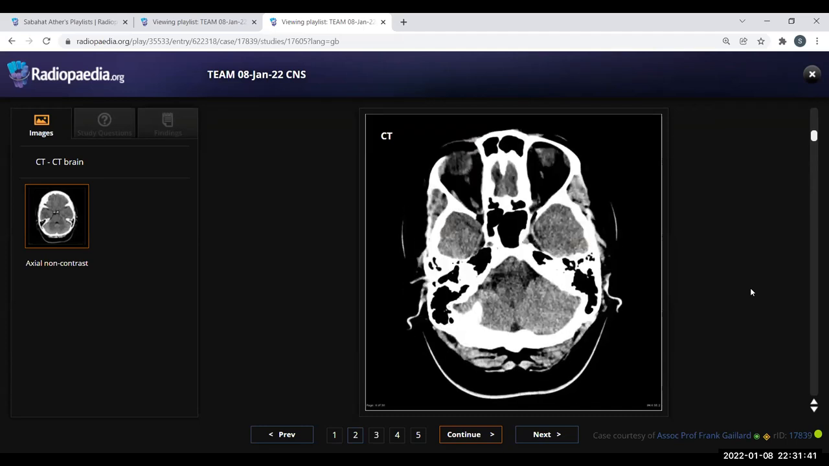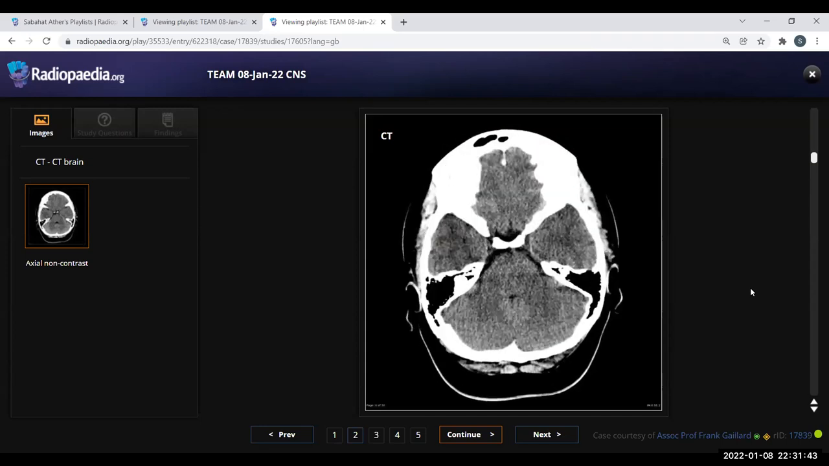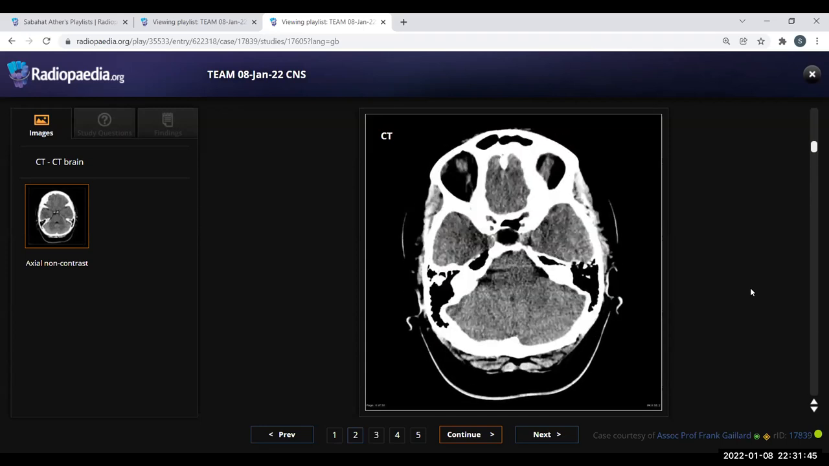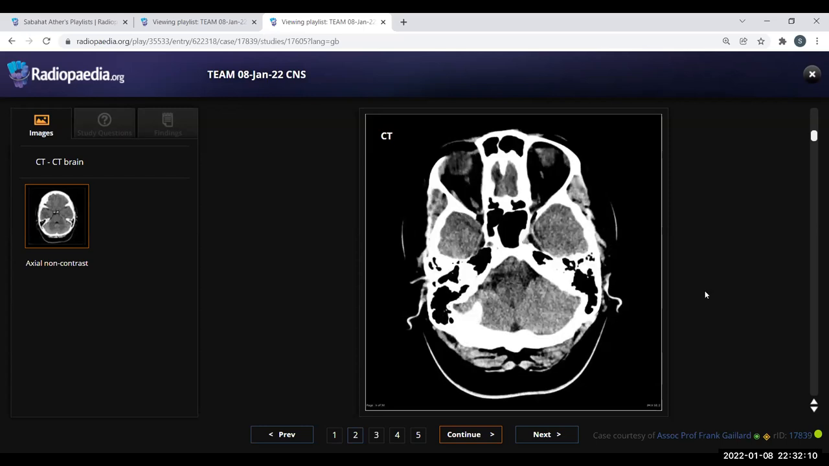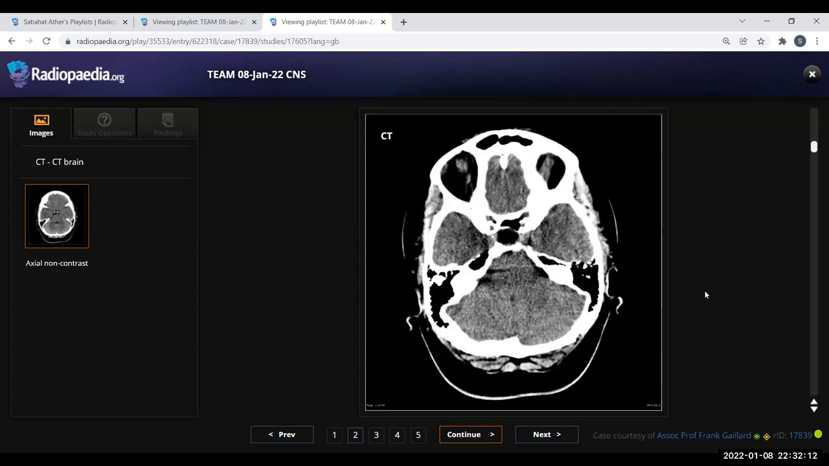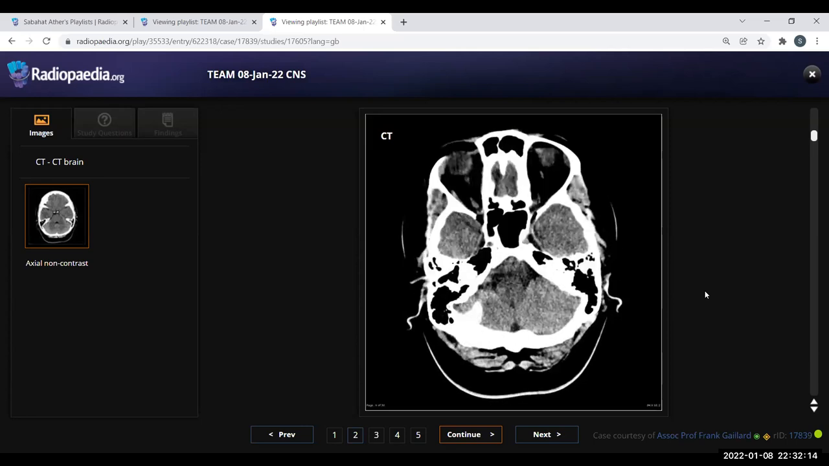Till now I couldn't see anything. Do you see anything on this specific slice? Maybe here the fourth ventricle looks smaller than normal. What else? The pons, maybe it is bulky. I'm not sure, there are degrading artifacts. Okay, leave the posterior fossa. Anything else?